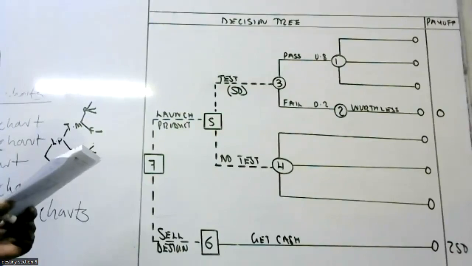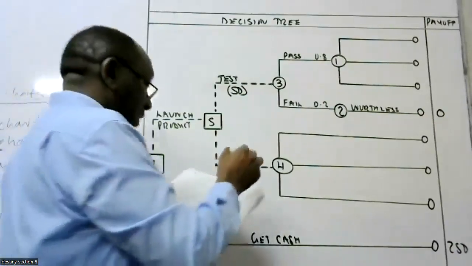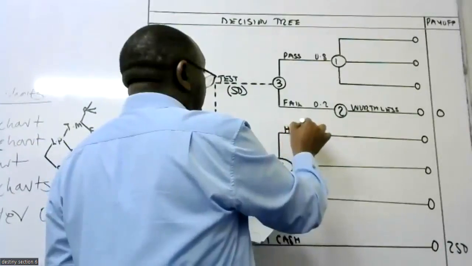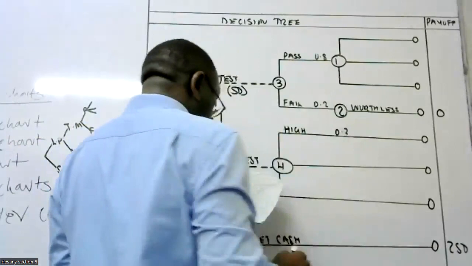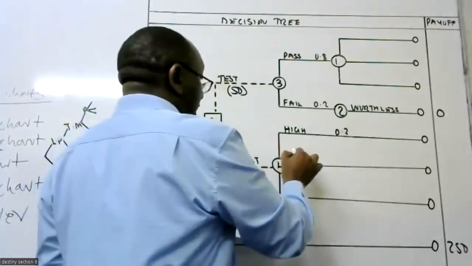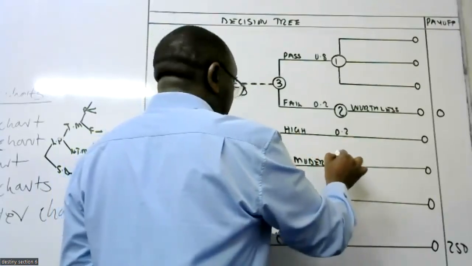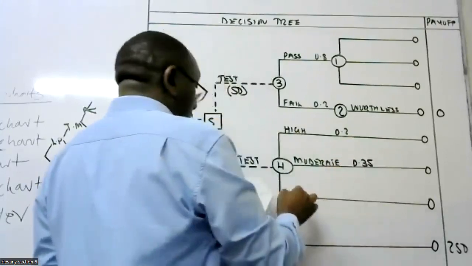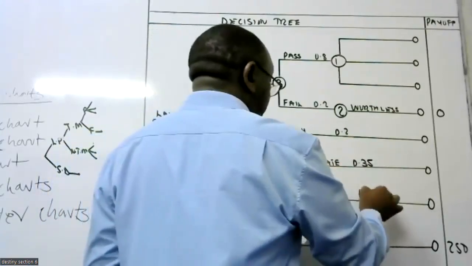Previous data shows the probability of high success when there is no testing. When you don't test, the probability of high here is 0.2. And the probability of moderate is 0.35. And the probability of low is 0.45.